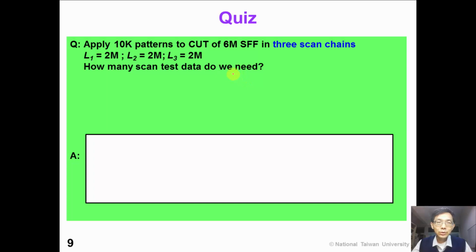Now it's time for you to work on this quiz. Suppose we apply these 10,000 patterns to a CUT of 6 million scan flip-flops. Now we partition them into 3 scan chains, each of which is 2 million scan flip-flops. So how many scan data do we need? Please pause the video and work on this quiz.